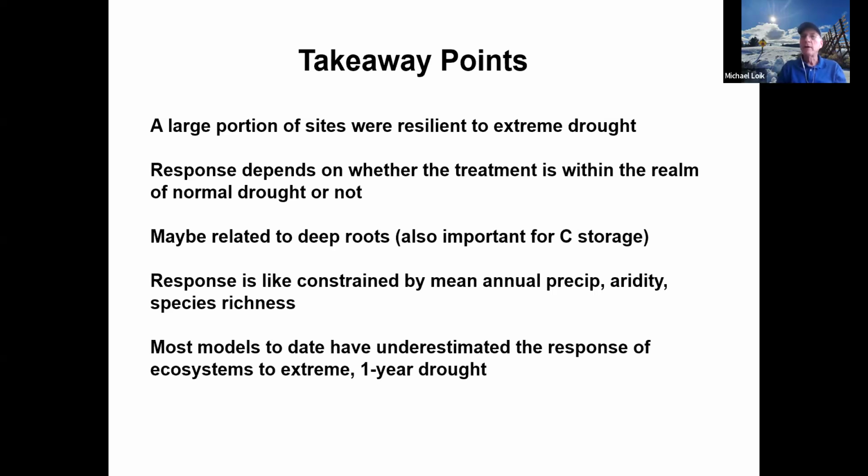Now you may be saying, what about the diversity impacts? And those are currently, a revision is under review at Science based on those data.